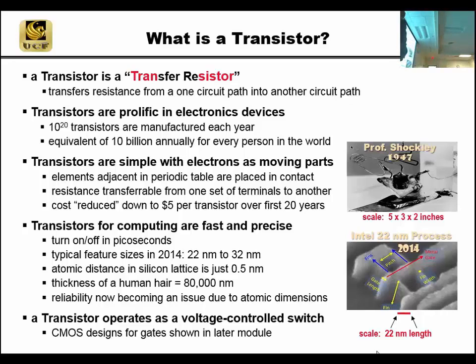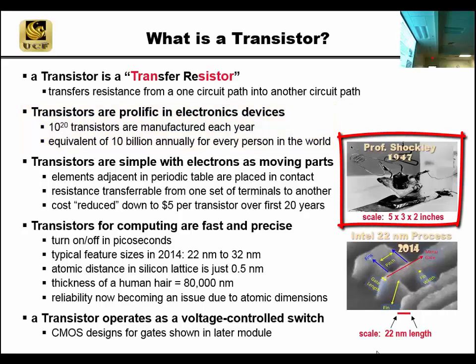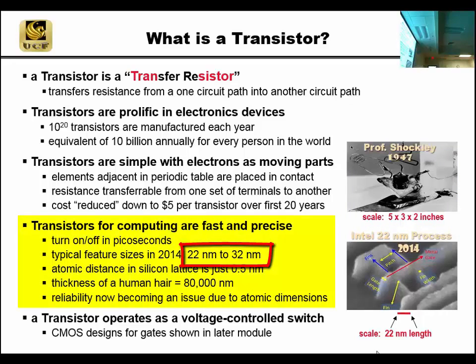Today transistors are very prolific. We make 10 to the 20 manufactured each year, so that's 10 billion for each of us on the planet. They're actually very simple. Electrons are the moving parts, and the cost is reduced down from a physics experiment in 1947. This is around 1962, mid-60s, down to $5. You'd buy it in a little metal can, an individual transistor. We already talked about some of these. Now we build them with photolithography, 22 nanometers, 32 nanometers, 2014, 2015.